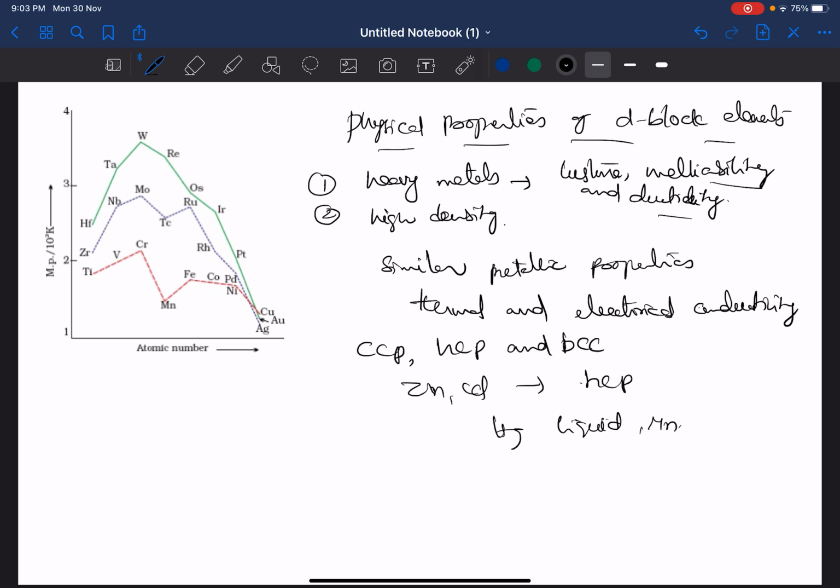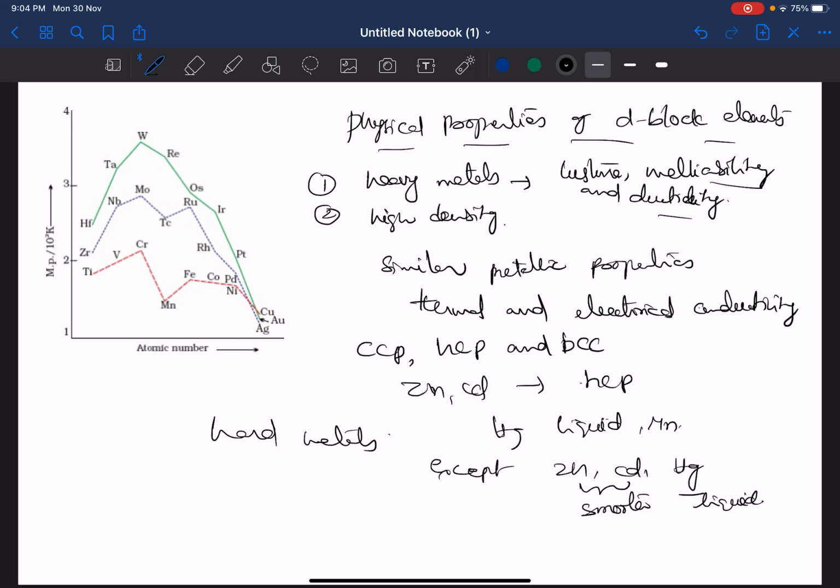So they are very hard metals, except zinc, cadmium, and then mercury. Zinc and cadmium are very soft metals, whereas mercury is a liquid metal. The only liquid metal present in the periodic table is mercury.